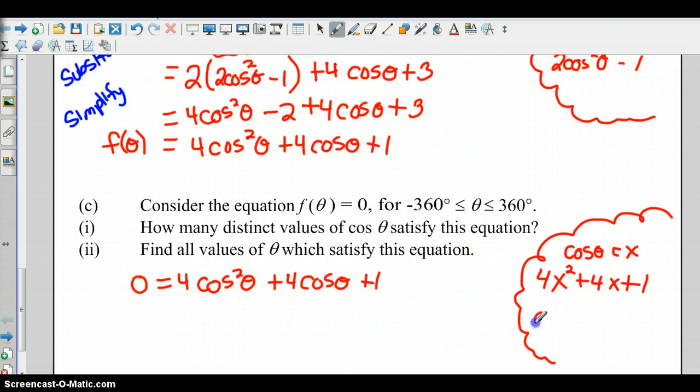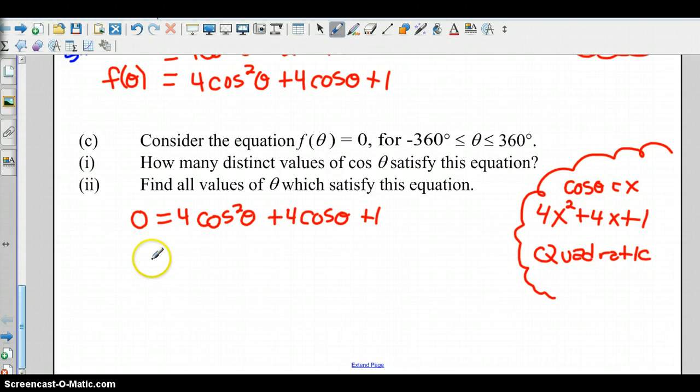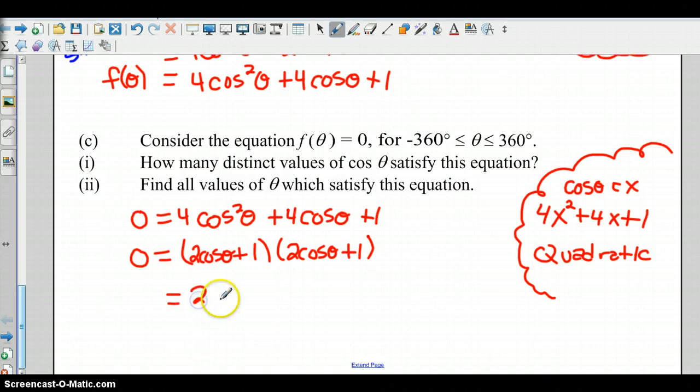What does that look like? There is my quadratic, okay? If I have a quadratic, then I can factor it just like I factor quadratics. This works great. Okay, just like you factored quadratics back in Algebra 1, Algebra 2, right? So let's do that. If I factor this out, I'm going to have 2 cosine theta plus 1 and 2 cosine theta plus 1. These are both the same exact factors. So if I took one of them, remember you want to set both factors equal to 0 here, but since they're exactly the same, you're really going to get the exact same answer.